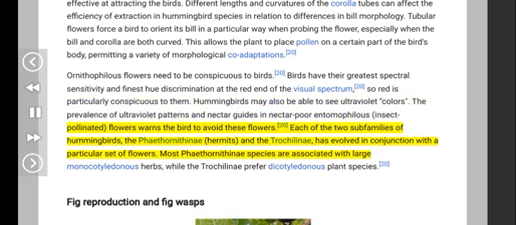Each of the two subfamilies of hummingbirds, the Phaethornithinae hermits and the Trochilinae, has evolved in conjunction with a particular set of flowers. Most Phaethornithinae species are associated with large monocotyledonous herbs, while the Trochilinae prefer dicotyledonous plant species.